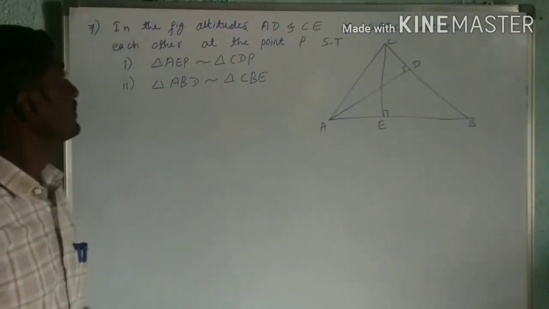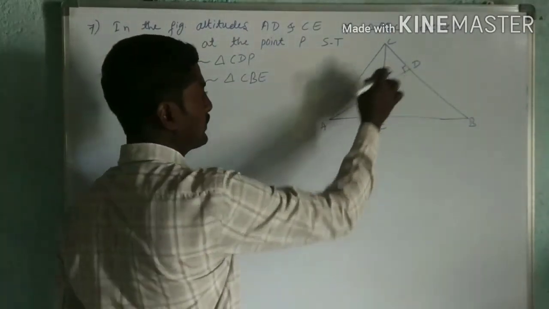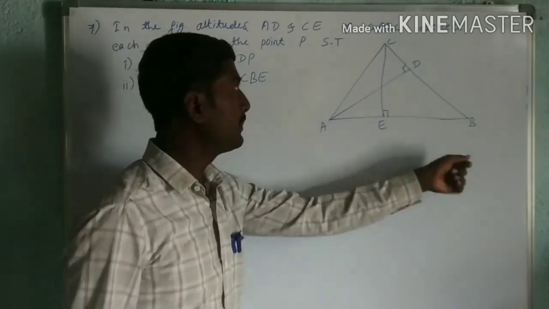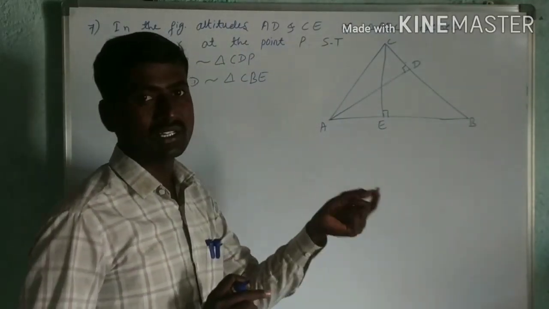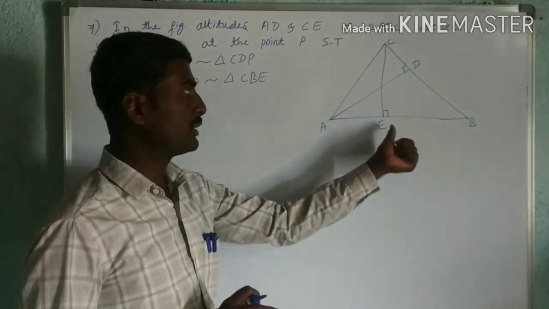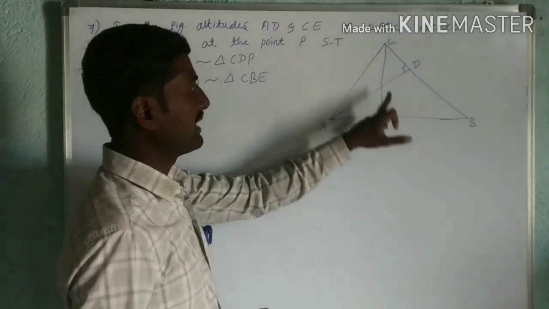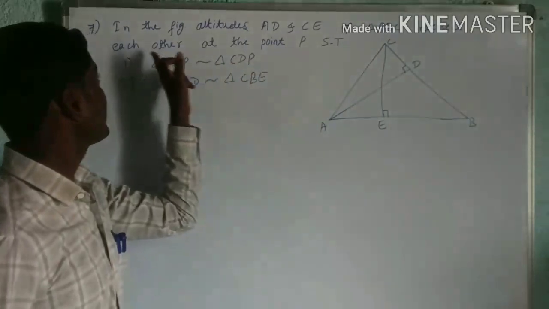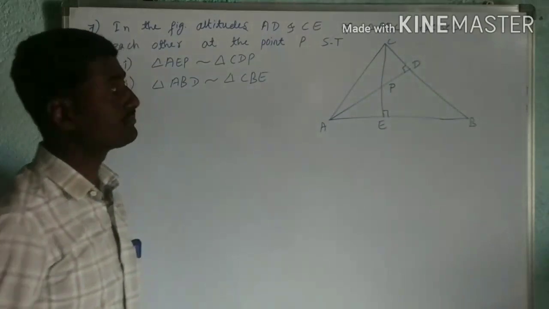Next, seventh question. In the following figure, altitudes AD and CE. Altitudes are perpendicular to the side, but a median is different. A median bisects the side, whereas an altitude is perpendicular to the side. So AD and CE are the altitudes of triangle ABC, and they intersect each other at the point P.